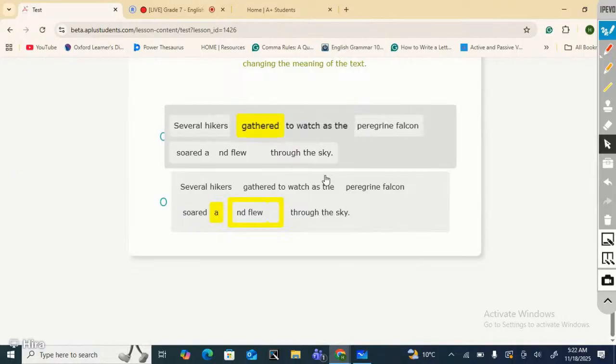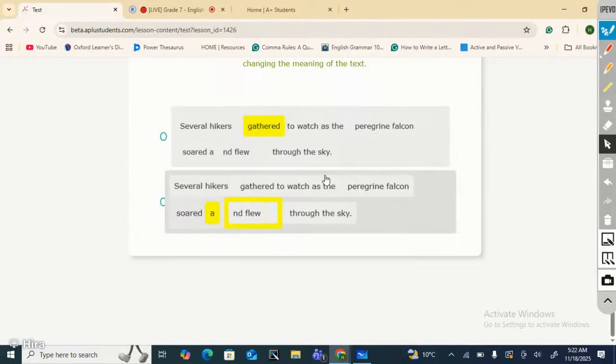Several hikers gathered to watch as the peregrine falcon soared and flew through the sky. Okay, we have to select the word or phrase that is redundant. In option one, gathered. If you select this, you say this one is redundant. And if you select and flew, then this one is redundant. Which one is? Several hikers gathered to watch as the peregrine falcon soared and flew through the sky.